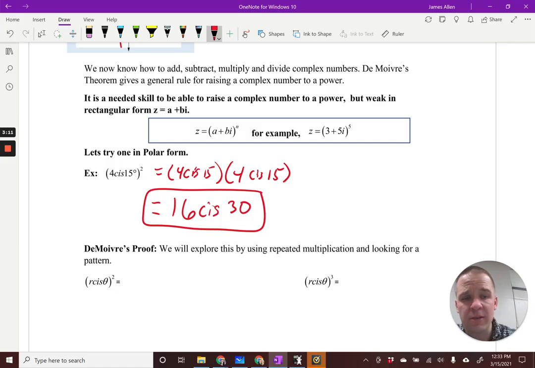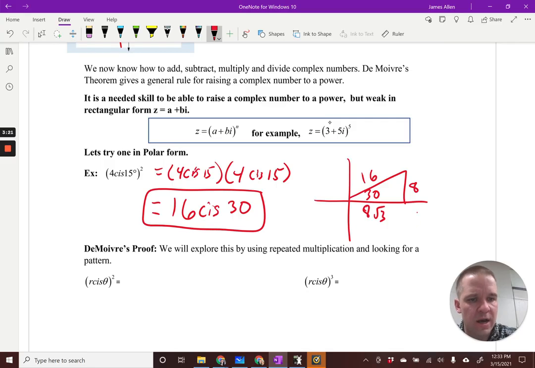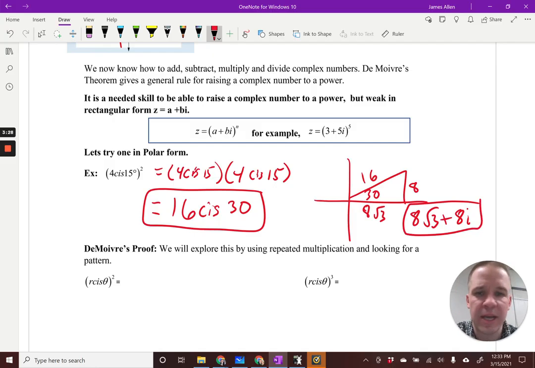Now, if I wanted rectangular form, I would like to draw it out, 30. This is 16, so that'd make this guy 8 root 3. So we've got 8 root 3 plus 8i. That's my rectangular form, if it asked for it in rectangular. Got polar, got rectangular.